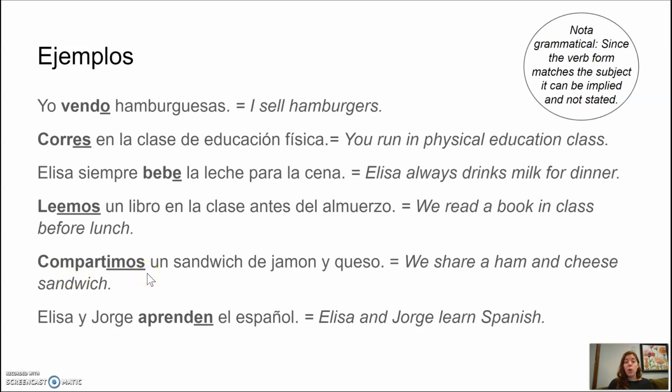Compartimos comes from the verb compartir. Compartir is an IR verb, and so we use the IR imos ending, compartimos, for the nosotros form. Compartimos un sándwich de jamón y queso. We share a ham and cheese sandwich. Elisa y Jorge aprenden el español. Elisa and Jorge learn Spanish.